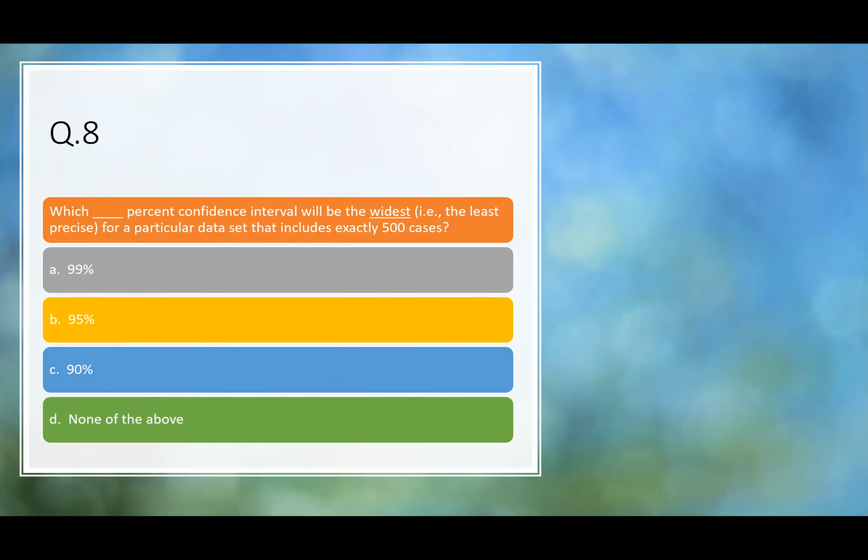Which percent confidence interval will be the widest, or you can say the least precise, for a particular data set that includes exactly 500 cases? 99%, 95%, 90%, none of the above. 99%. The 99 percent confidence interval will be the widest, the biggest one. So 99% is the least precise. The correct answer is A.